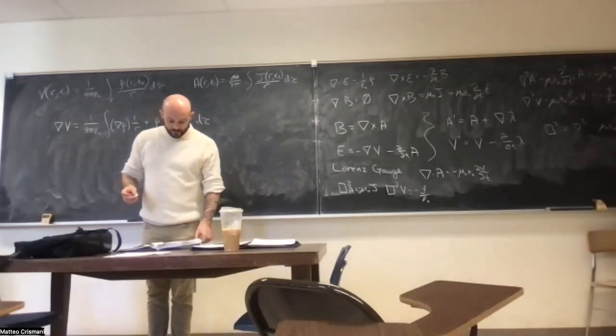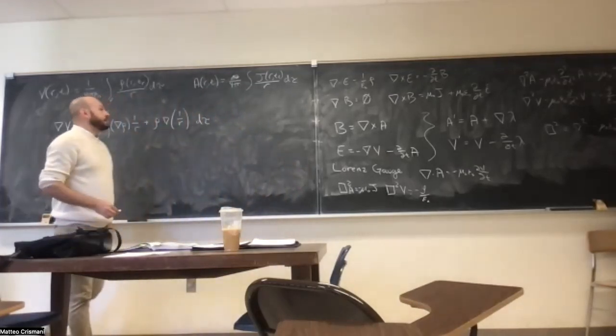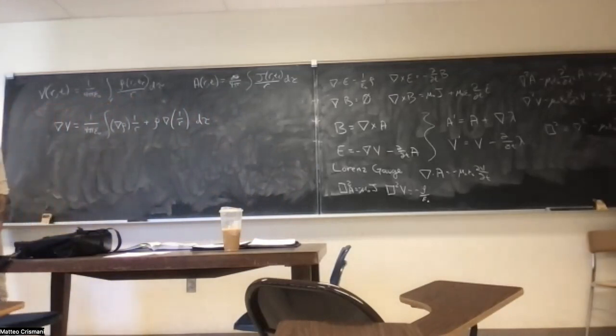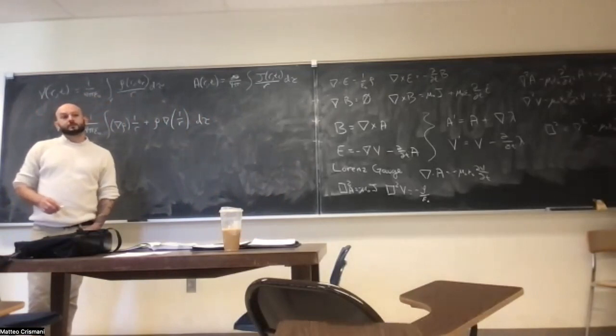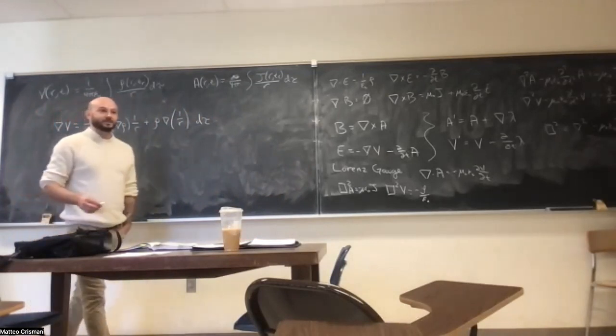Interestingly enough, the way that we wrote the retarded time was t minus r over c. That's another arbitrary choice. Anyone seen the movie Tenet? The hypothesis in Tenet is that you can do what?